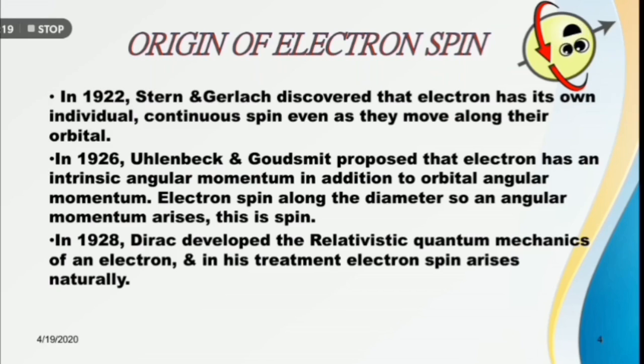Two other scientists, Uhlenbeck and Goldsmith, in 1925 suggested that in addition to the orbital angular momentum of an electron, there should be spin angular momentum of the electron. It means electrons are not only revolving around the center of an atom, but they are also spinning about an axis.